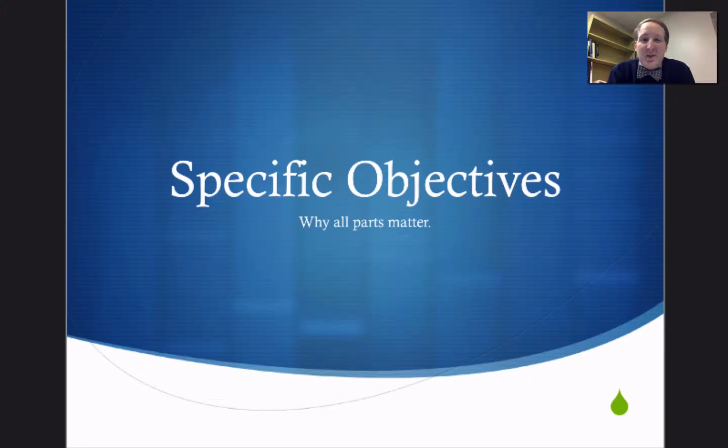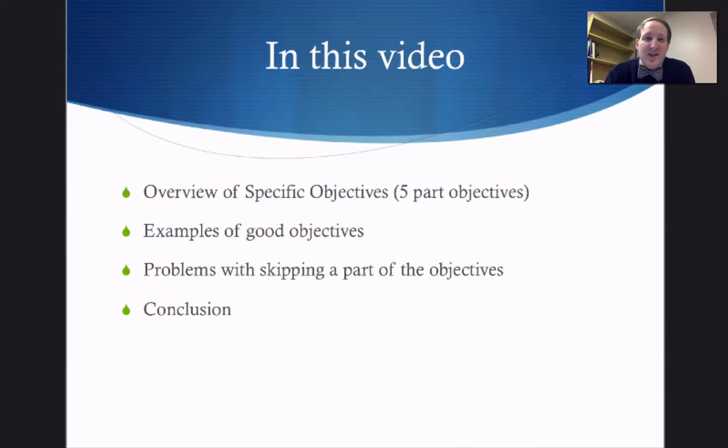Hi, in this video we're going to be talking about specific objectives and going over some examples as to why all of the parts matter. So in this video we're going to give an overview of specific objectives, and here I use the 5-part objective, although the 5th part is optional. We're going to look at some examples of good objectives, and then we're going to look at some problems with skipping a part of the objectives, and I'll give a little conclusion at the end.